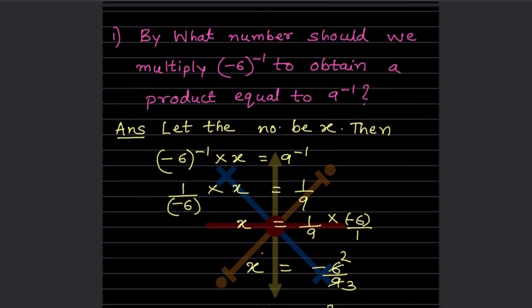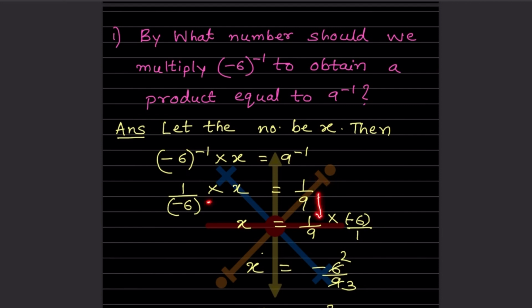So let us consider the number as x. Then what we are going to write here: minus 6 raised to minus 1 multiplied by x is equal to 9 raised to minus 1. The exponent will be made positive, this will keep the minus the same, so this becomes the reciprocal. Again, here this is 9 raised to minus 1, so this also we have to make the exponent positive, that will be 1 by 9.